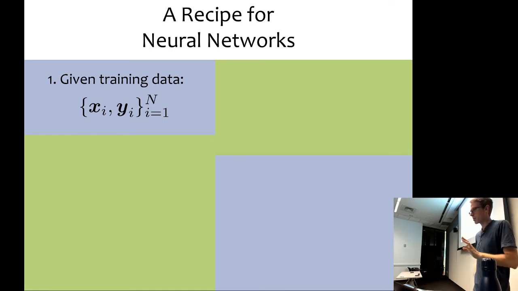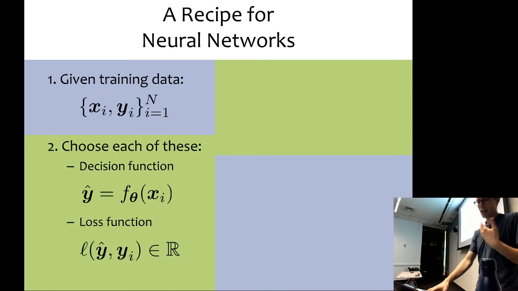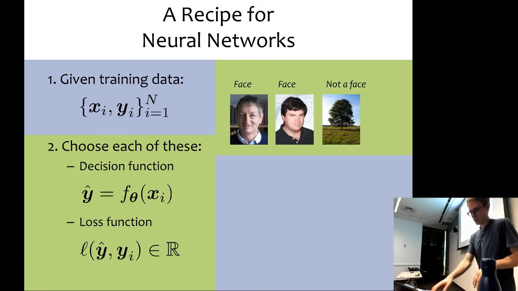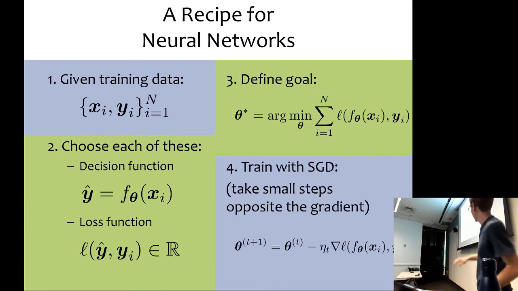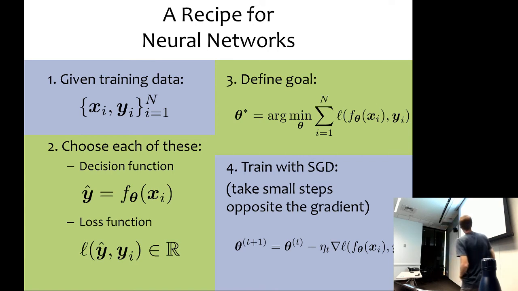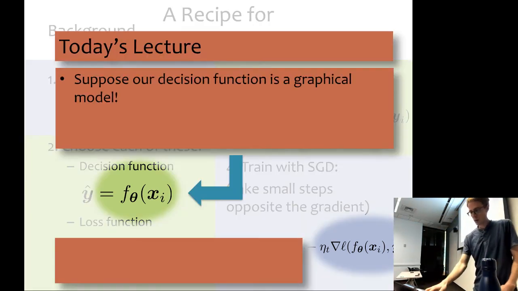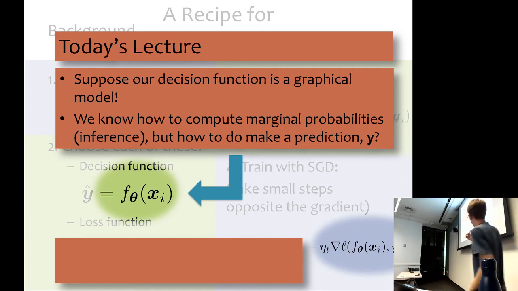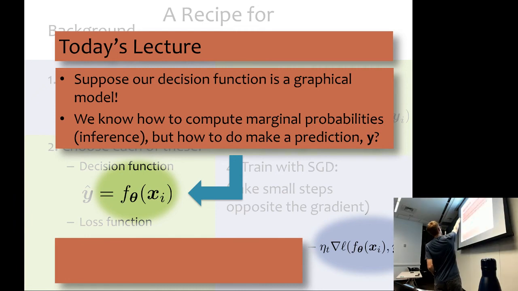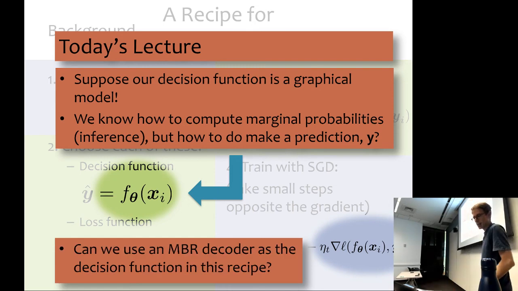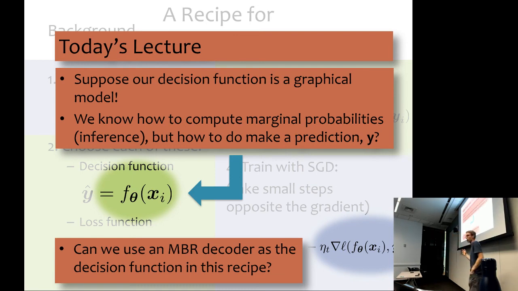The usual recipe for training neural nets is, we're given training data, we choose a decision function, a loss function, and we define our goal to be empirical risk minimization, and then we train with stochastic gradient descent. So the question now becomes, what if we defined our decision function to be a graphical model? We know how to compute marginal probabilities for inference, but we still need some way of making predictions. One answer is to use a minimum Bayes risk decoder as the decision function in this recipe.